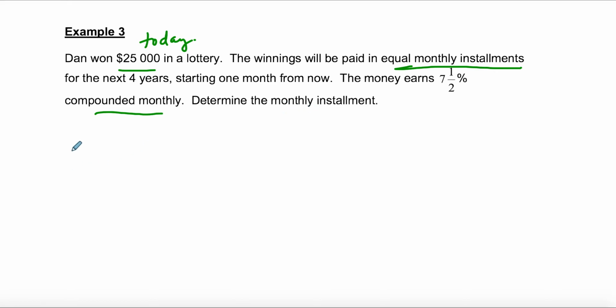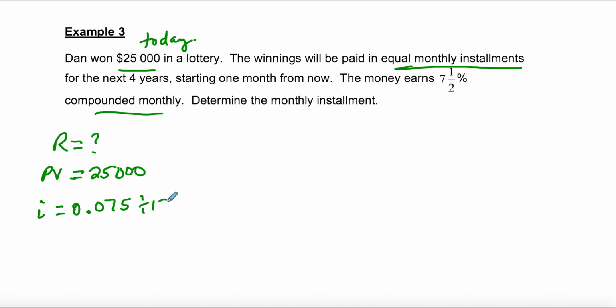Determine the monthly installment. So this time, our regular payment, we don't actually know what that is. The present value, though, is $25,000. That's what he actually just won. The i, same thing, 0.075, but divided by 12 because it's monthly, 0.00625. And the n is 4 years, 12 times a year, so 48.